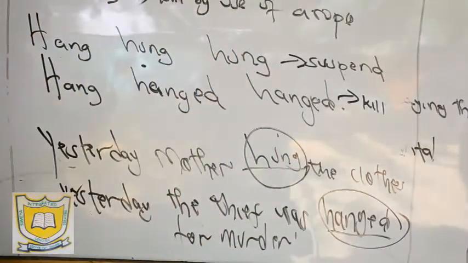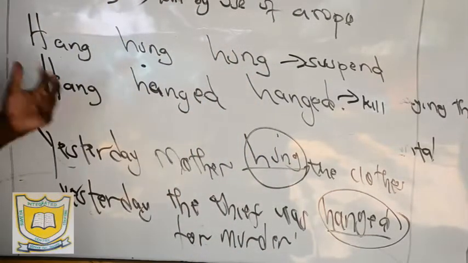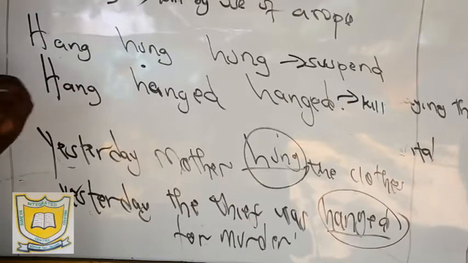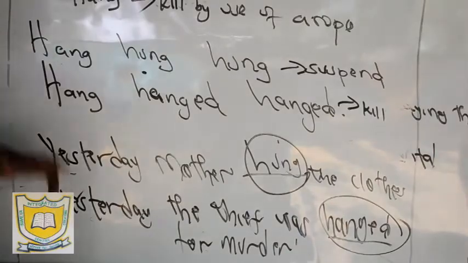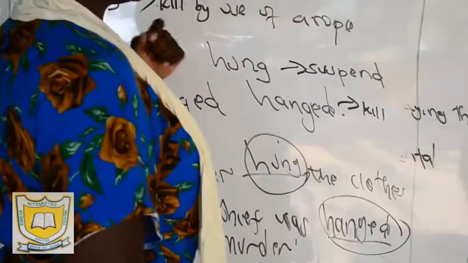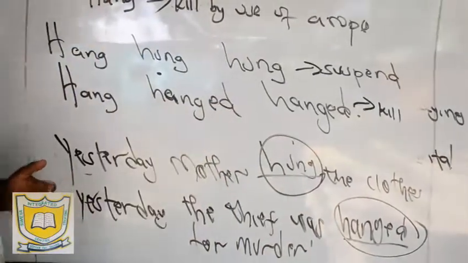You see, they come out with a different meaning. Mother hung the cloth, which means she suspended the cloth on a wire, on a cloth line. But you are hanged for murder, which means you are killed for committing murder.